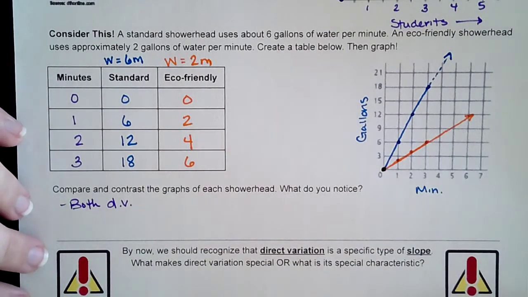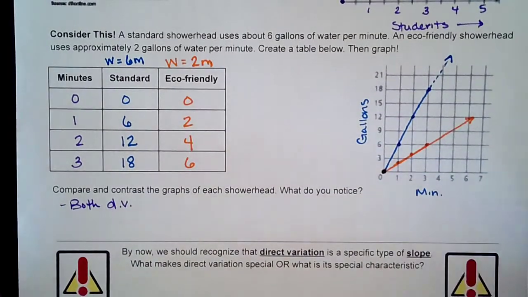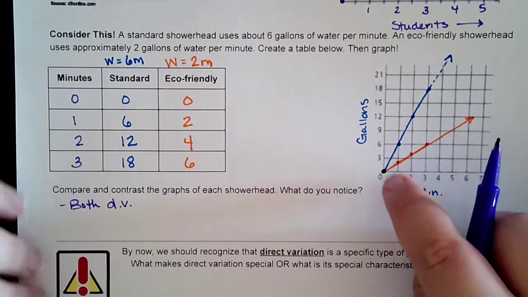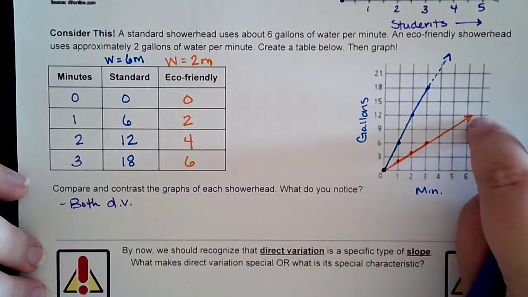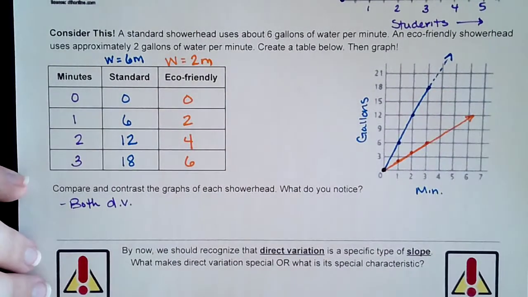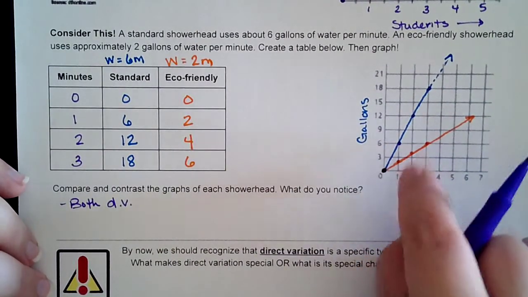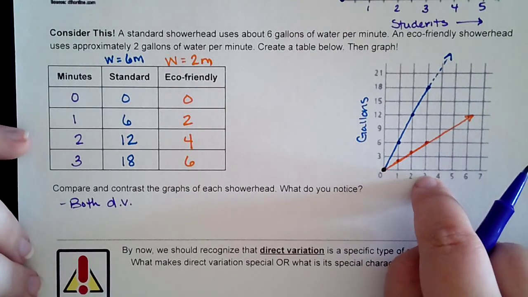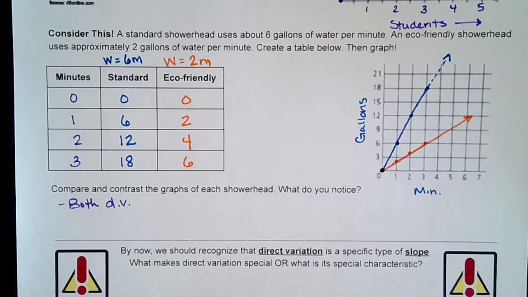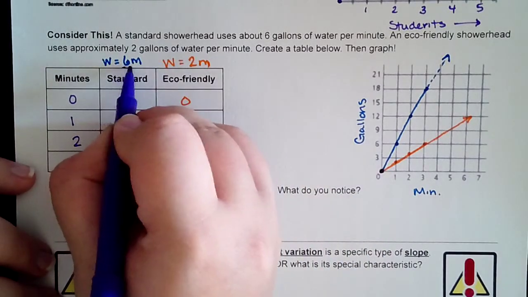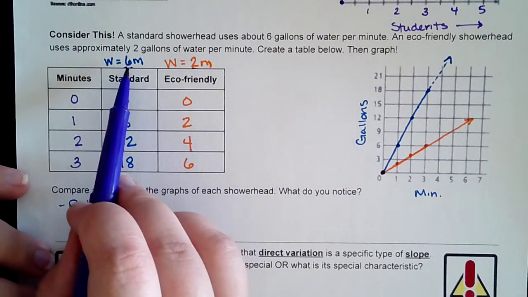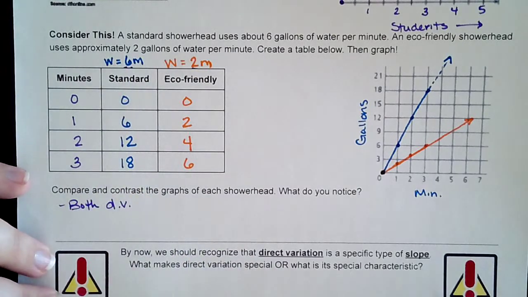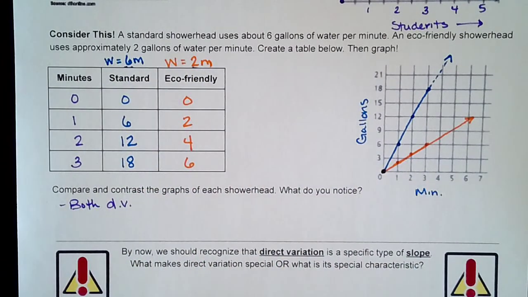Notice, even though they're both direct variation, one does not have such a tall slope. This one is definitely growing, but at a much slower rate of change than this one is. In fact, you can see with our standard shower head, it took us 1 minute to use 6 gallons, whereas with our eco-friendly, it took us 3 minutes to use those 6 gallons. So you can see how slowly those are changing, and their rate of change is obvious in the equation too, because one is changing with the slope of 6, much taller, whereas the second one is changing at a rate of 2 gallons per minute, which is slower.